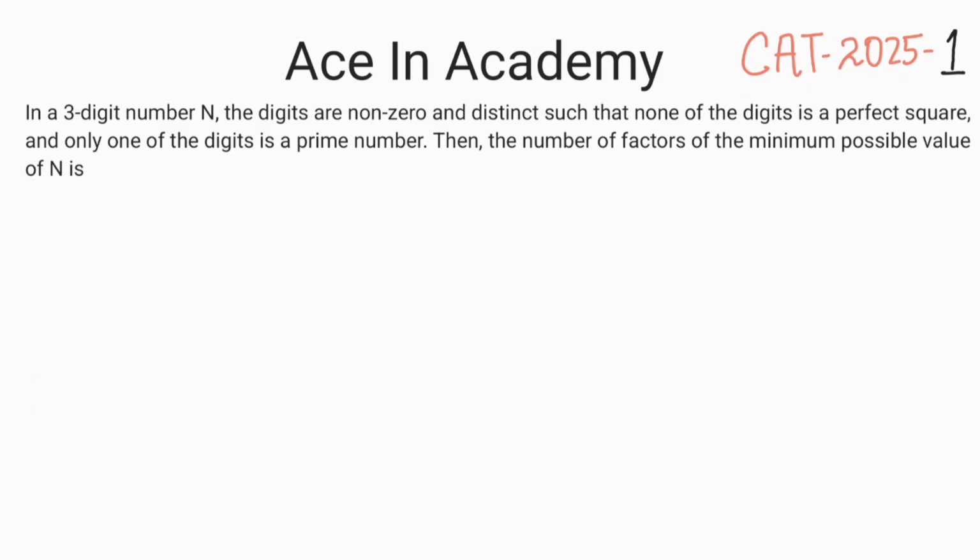So as you can see from the title of this video, in this video we'll solve a good question from the topic of number theory, and the question has been taken from CAT 2025 slot 1. Now the question is as follows. In a 3-digit number n, the digits are non-zero and distinct such that none of the digits is a perfect square and only one of the digits is a prime number. Then the number of factors of the minimum possible value of n is.